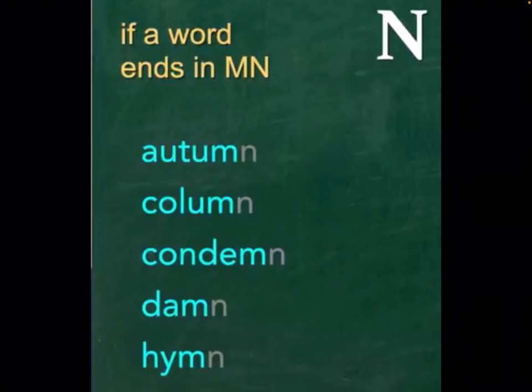Next, we have N. N is very simple. We don't pronounce N if it comes after M at the end of a word. For example, autumn. It's not "autumn" with an N sound, it's autumn. Column, we don't say "column" with an N, it's column. We also have condemn, damn, and hem.